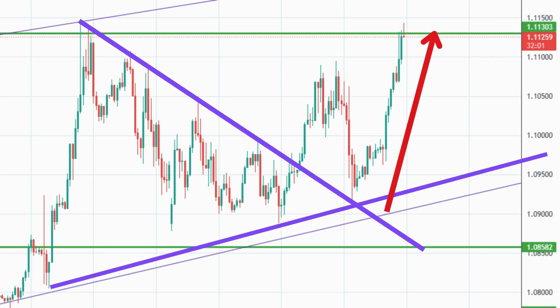When a triangle breaks in the direction of the trend, it often presents a great entry opportunity. However, instead of jumping in at the breakout, it's generally better to wait for the return move to confirm the breakout before entering a position.